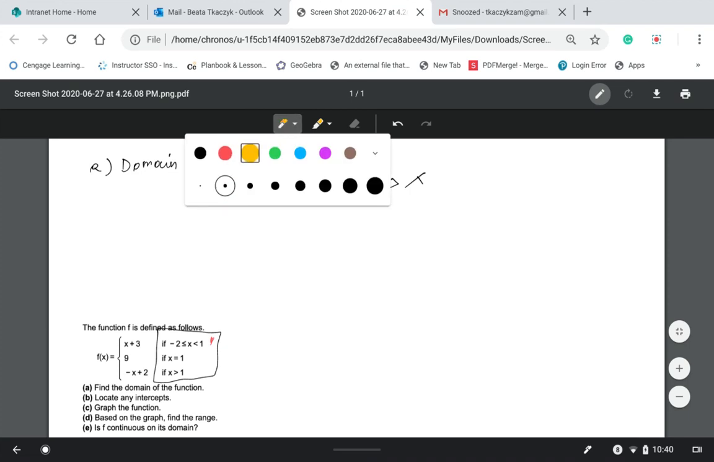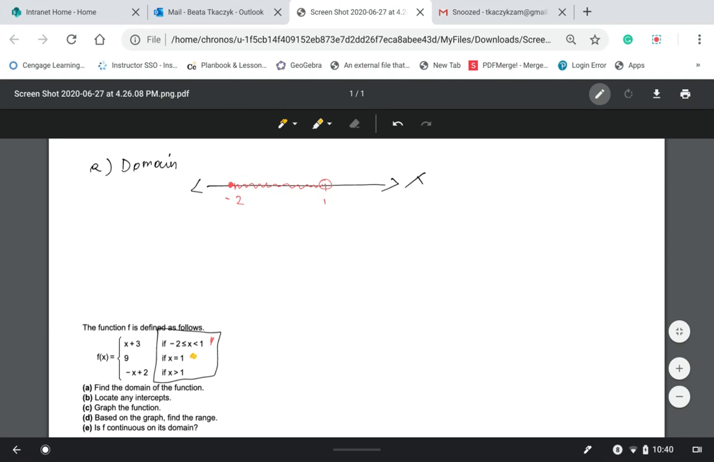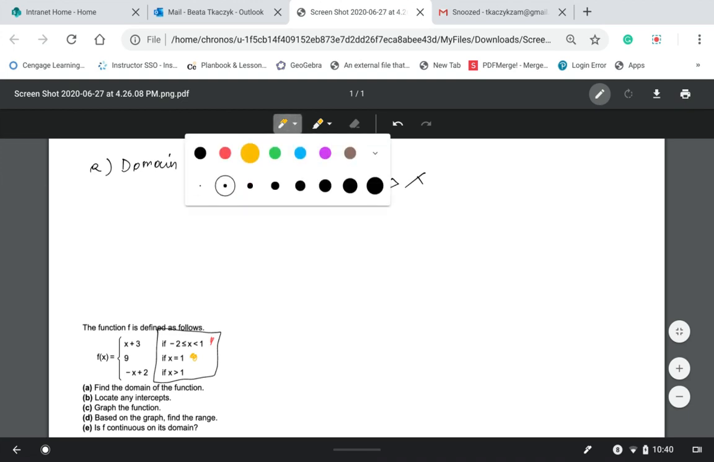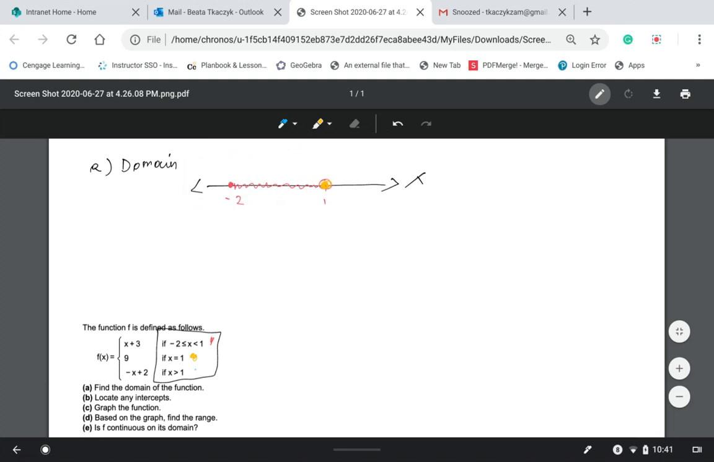Now, the second condition will be in yellow. We have that function f of x equal 9, which is a horizontal function. If x is equal 1, that will be just a point. So x equal 1 right here, including that point. And the last condition will be in blue. The domain will be x is greater than 1, so everything greater than 1. Okay, so just give me a second.